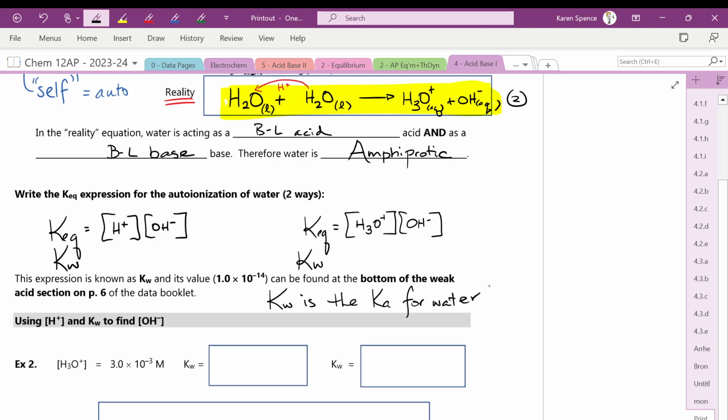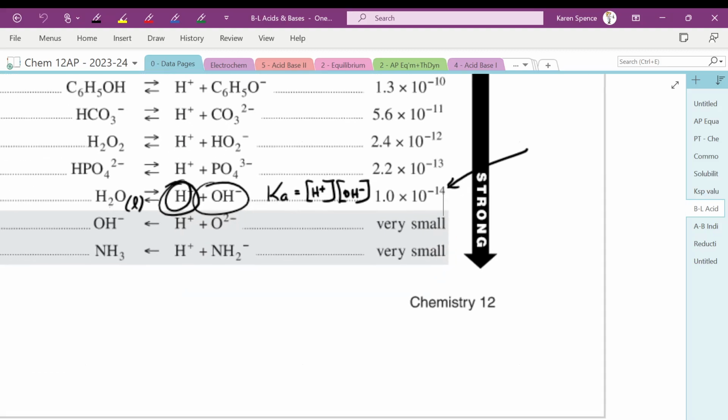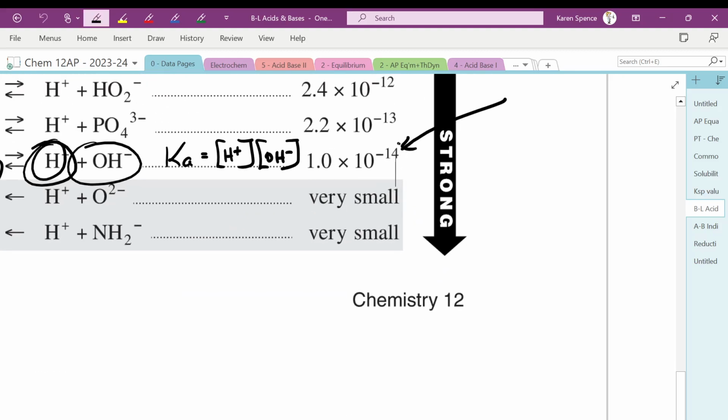And if we go to our data booklet, look at that. We know the value of Kw. Yes, it is 1.0 times 10 to the negative 14. So if you knew hydrogen and you know that Kw is 1 times 10 to the negative 14, you can solve for the concentration of hydroxide. If you know hydroxide and Kw, you can solve for the concentration of hydrogen. That allows you to go back and forth between hydrogen and hydroxide.